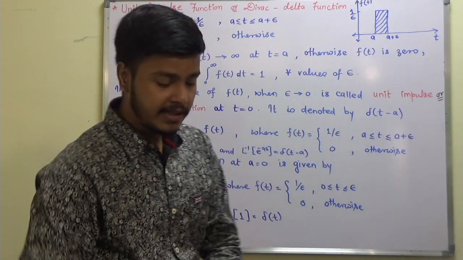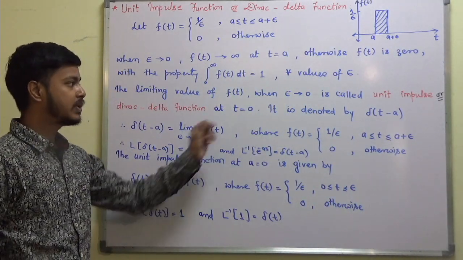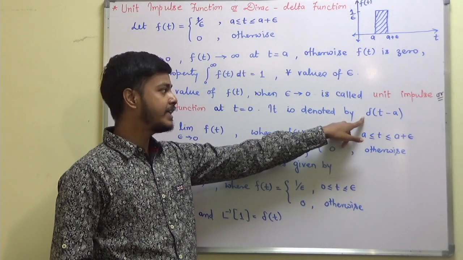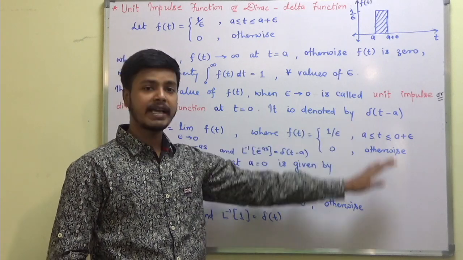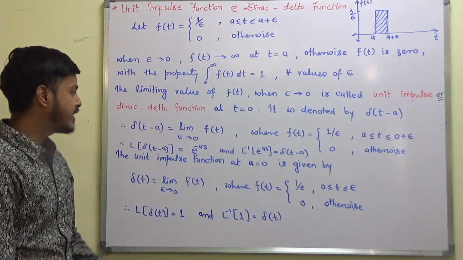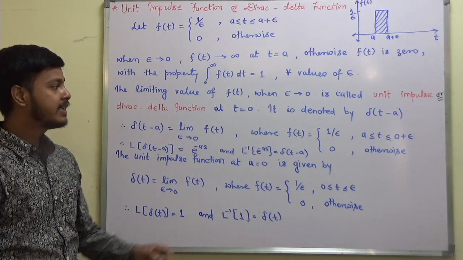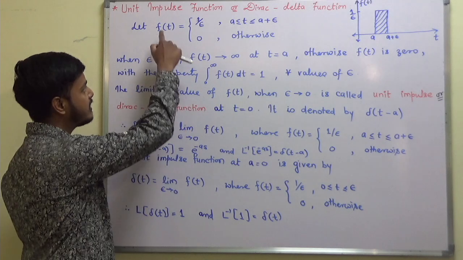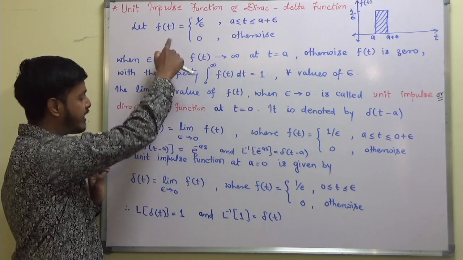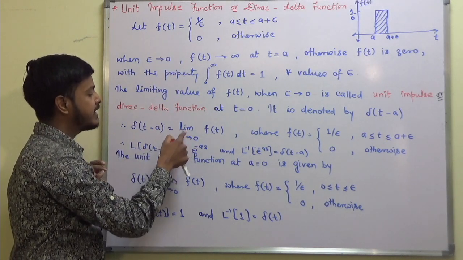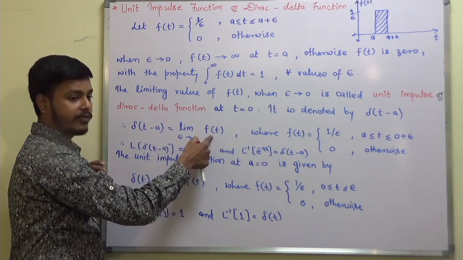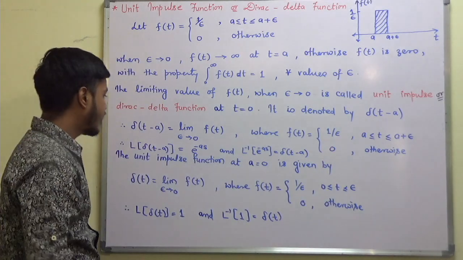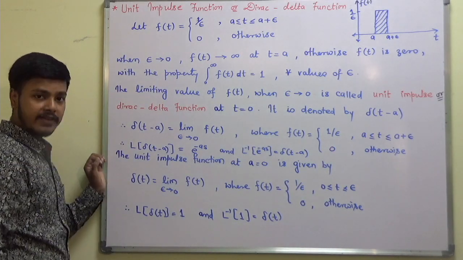Now the limiting value of this f of t when epsilon tends to 0 is called the unit impulse or Dirac delta function, and it is given by delta of t minus a. That is the notation. So we can define delta of t minus a: it is the limiting value of the function f of t defined like this. So delta of t minus a is the limit as epsilon tends to 0 of f of t, where f of t is this. Now this is the Dirac delta function.